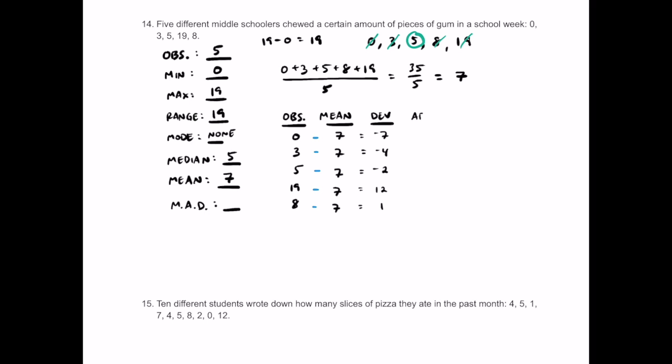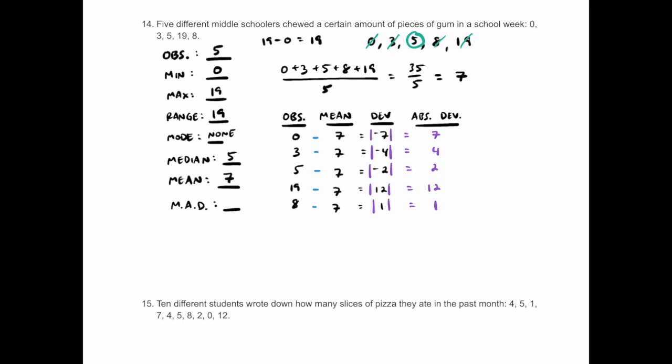And we can go ahead and find out the absolute deviations. All right, so to find the absolute deviations here, we're just going to take the absolute value of all our deviations. So we have 7 here. The absolute value of negative 4 is positive 4. The absolute value of negative 2 is positive 2. Absolute value of 12 is going to be 12. And the absolute value of 1 is just 1.